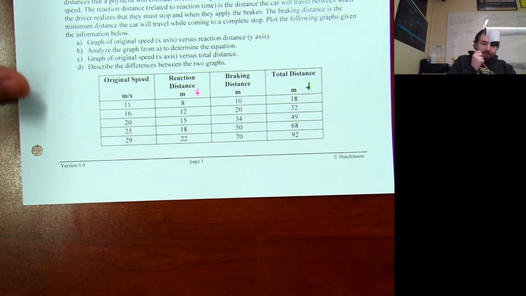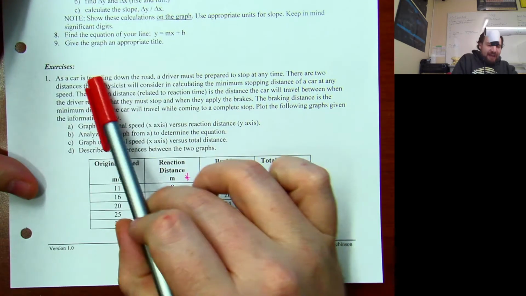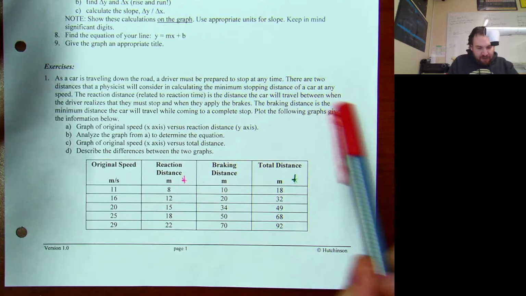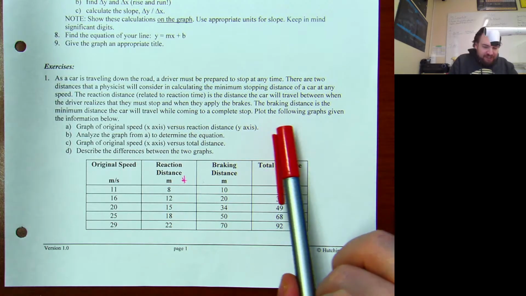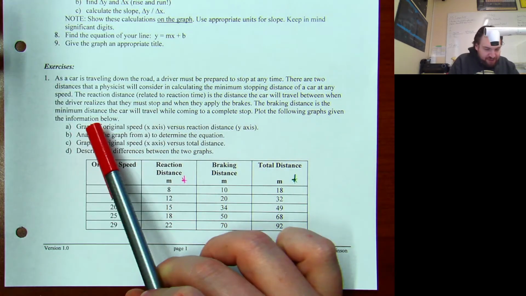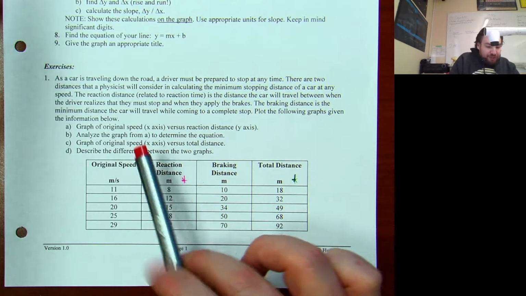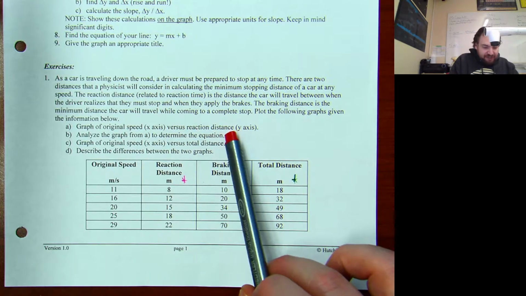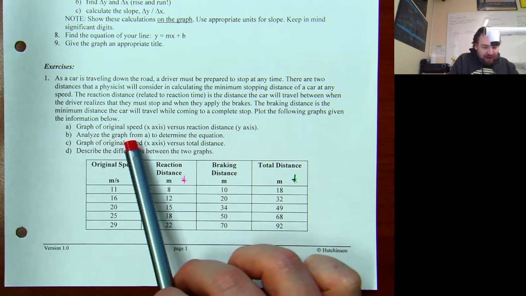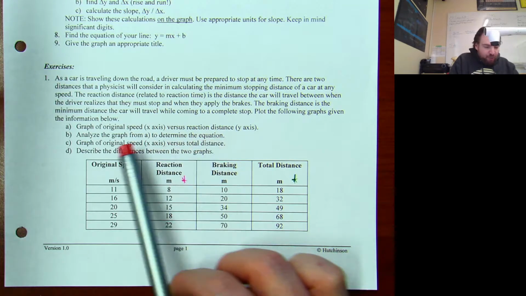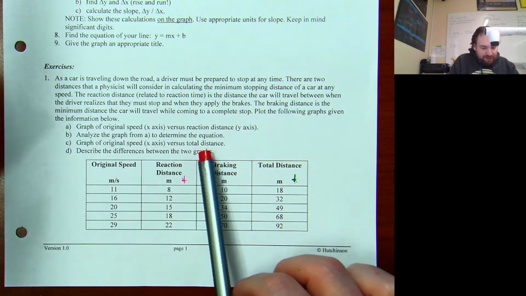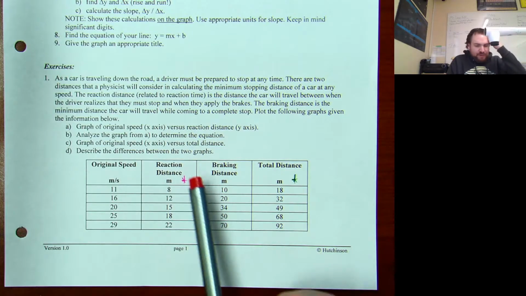Okay, so there's a lot of preamble here about a car, blah, blah, blah. The whole punchline is: plot the following graphs given the information below. It wants a graph of original speed versus reaction distance. It wants us to analyze the graph from A to determine the equation, graph the original speed versus total distance, and to describe the differences between these two graphs.